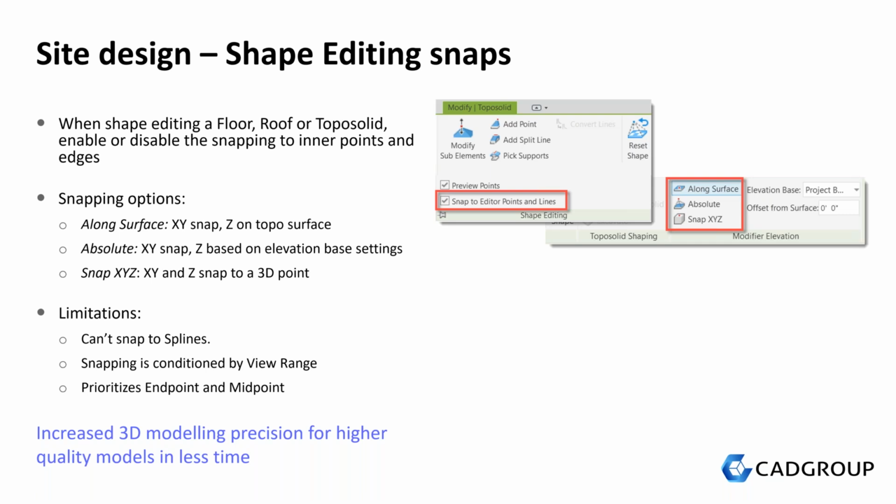The current snap behavior captures only the XY position of reference geometry in along surface and absolute modes, but the new snap XYZ also captures the Z coordinate of visible geometry. There are also limitations, including inability to detect points of a spline line and the need to ensure the view range displays the entire reference object. So in summary, this feature increases 3D modeling precision, allowing for higher quality models in less time.